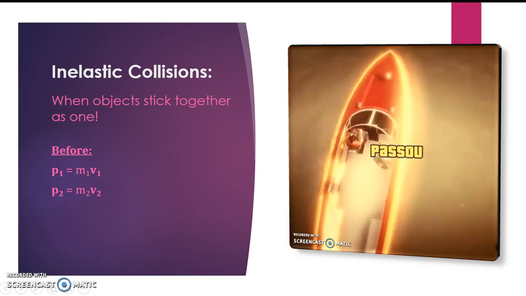P1, P2, P total. Immediately after you've written P total, recopy PT into your after column. There it is. That's the total amount of momentum. Do this first. Ready? All done copying? Pause if you need more time.